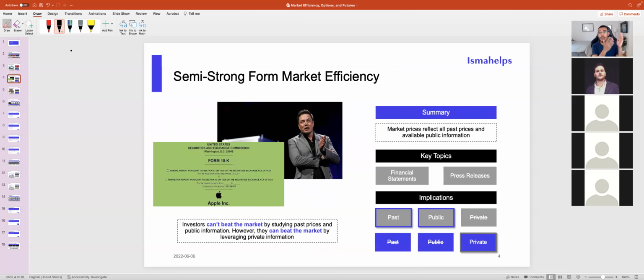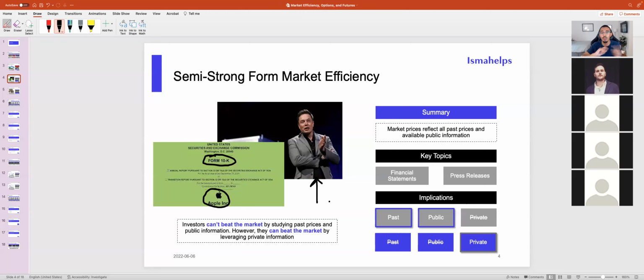As you can see on the left-hand side of our slide, you see Elon Musk, and you see this thing here that's called Form 10K and Apple Inc. What I was trying to highlight here is that these are two different forms of public information. This is Mr. Elon Musk talking at a press release, at a big unveiling, talking about his company and how incredible it is and what their new expenditures are. That's one form of public information.